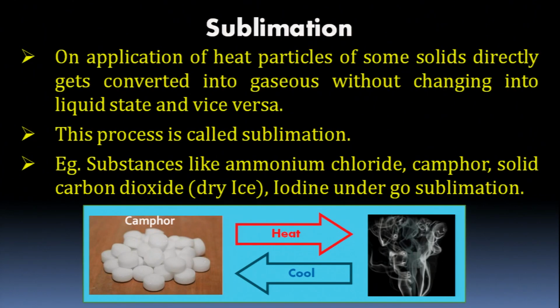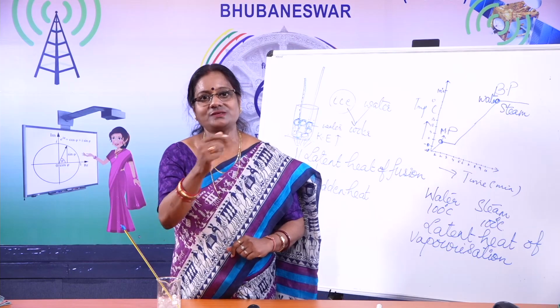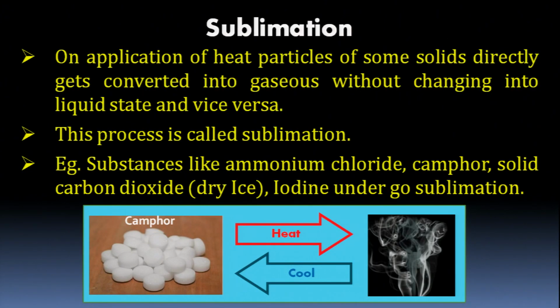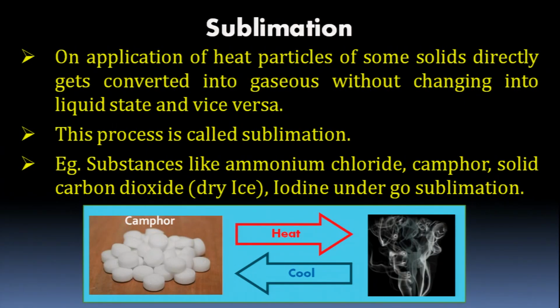On application of heat, particles of some solids directly get converted into gaseous state without changing into liquid state, and vice versa. Means from solid state, they can be converted into gaseous state as you are seeing in this picture on application of heat. Then again on cooling it, we can get back the solid. Here in the picture you see camphor is being heated and you get the gas. And here, if you collect the gas and cool it, we get the camphor back. Okay, this is what is sublimation. Some other examples of sublimation are ammonium chloride, camphor, solid carbon dioxide, iodine, all these things.